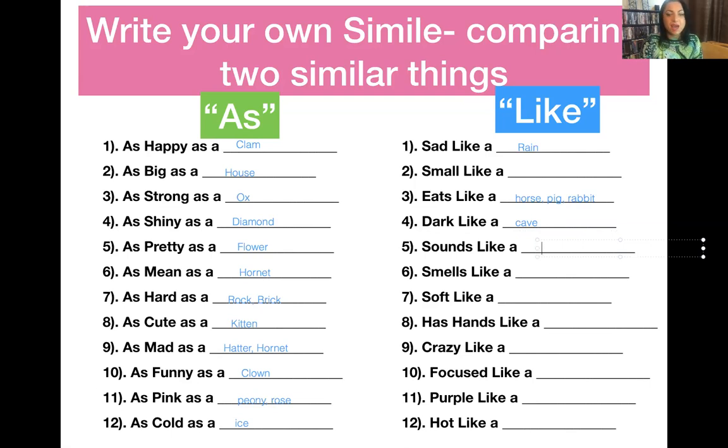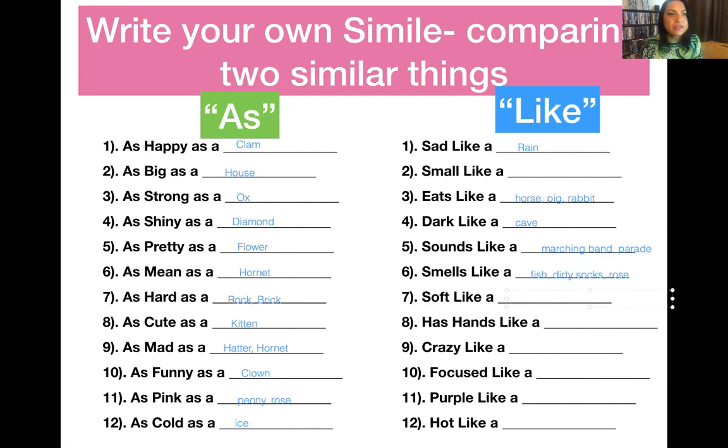Sounds like a marching band. Do you know this one? Do, do, do, do, do, do, do. Da, da, da, da, da. Oh, or loud like a parade. Remember parade? Like the Macy's parade. Smells like a fish. Smells like a dirty sock, maybe? Dirty socks are pretty bad. Or it could smell like a rose. Could be a good smell.